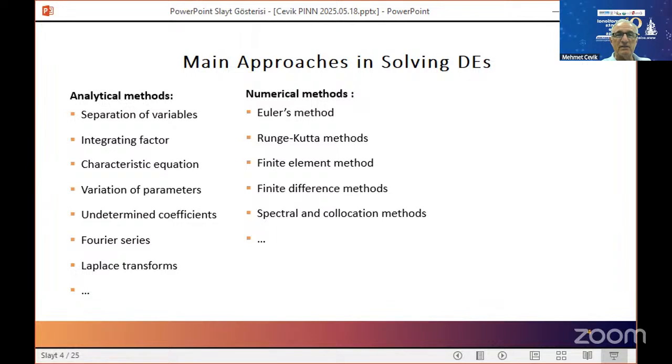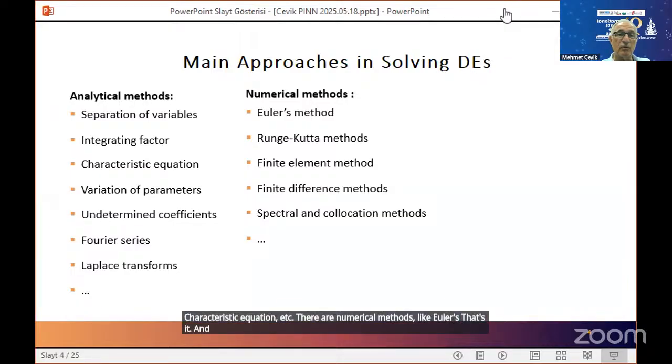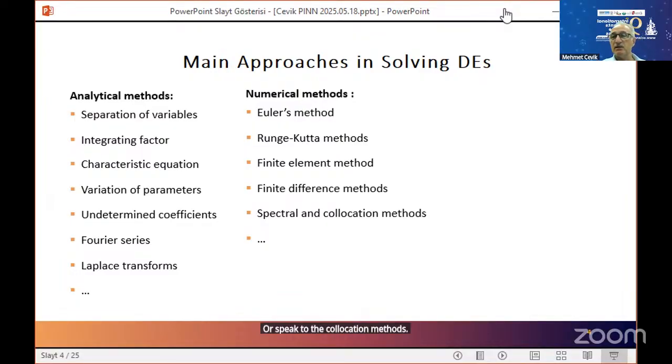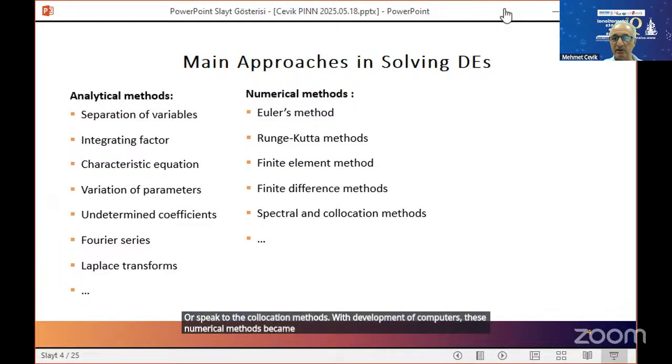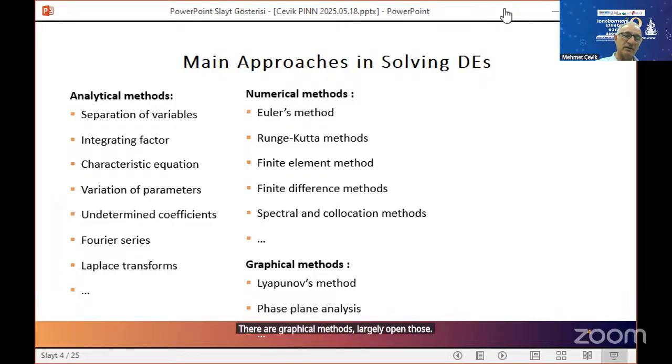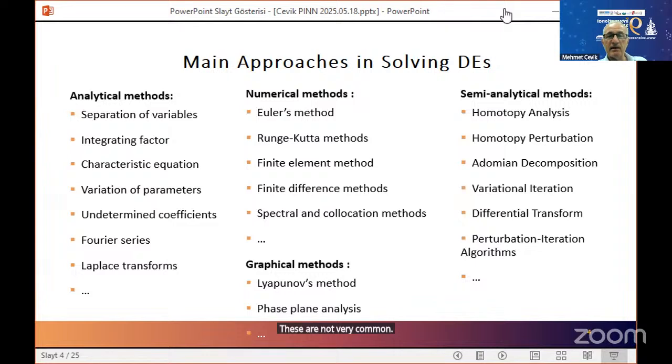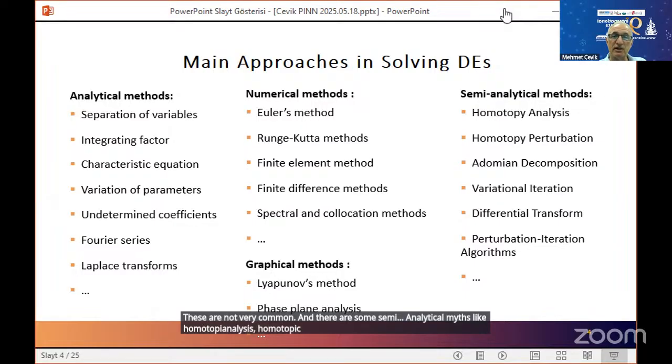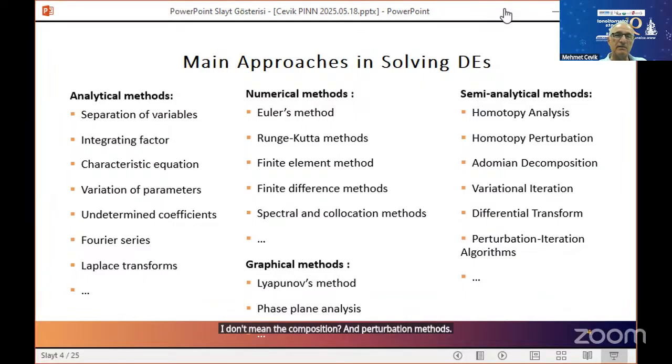There are numerical methods like Euler's method and Runge-Kutta, or finite element, finite difference, spectral and collocation methods. With the development of computers, these numerical methods became more popular and were used in industry also. There are graphical methods like Lyapunov's method or phase plane analysis. These are not very common. And there are some semi-analytical methods like homotopy analysis, homotopy perturbation, Adomian decomposition, and perturbation methods. These are the main approaches.